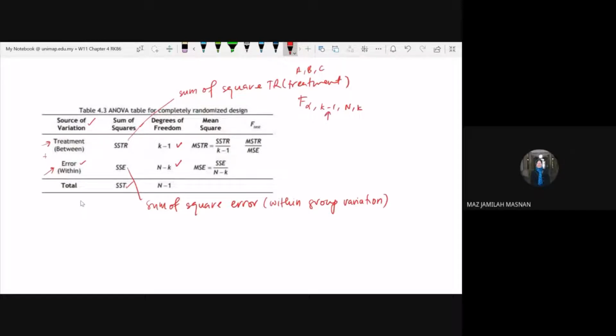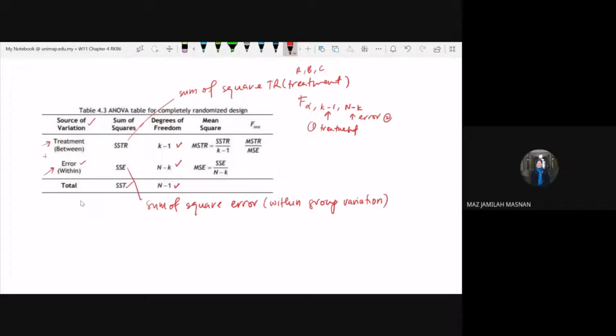This is coming from the treatment, and this is coming from the error. Okay, always treatment first and second, followed by error. Don't put error and then treatment, then everything will be upside down. That would be wrong. And then your degree of freedom for the total will always be the whole number of samples minus 1.